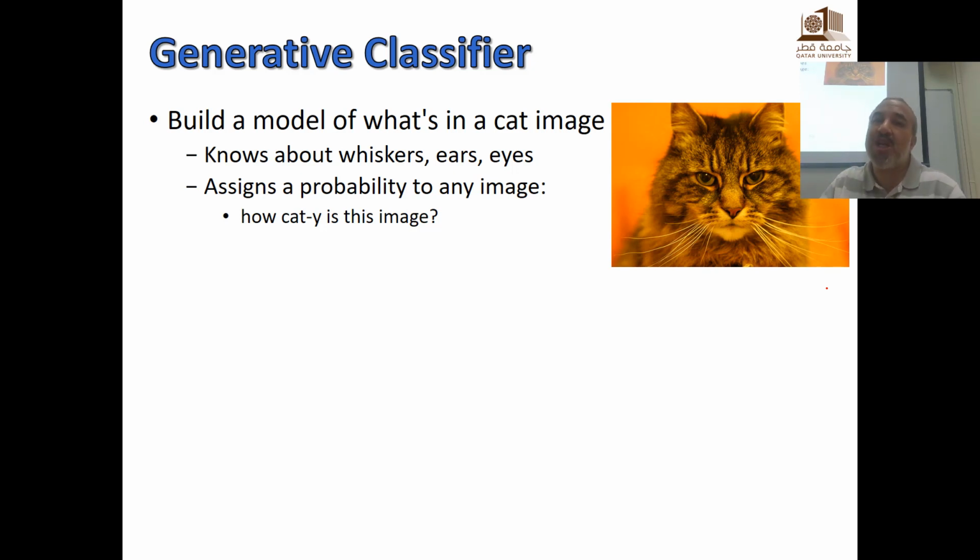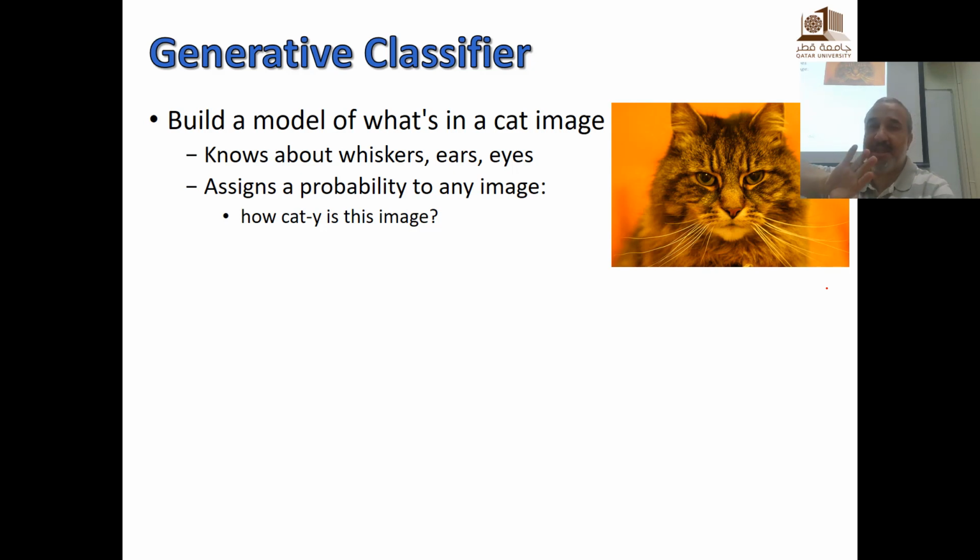That's why it's called a generative classifier. With that model, we can start to generate images of cats, because now we have a model of how cat images look. You hear about generative models that can generate images of humans and natural scenes. It's basically founded on this kind of classifier.